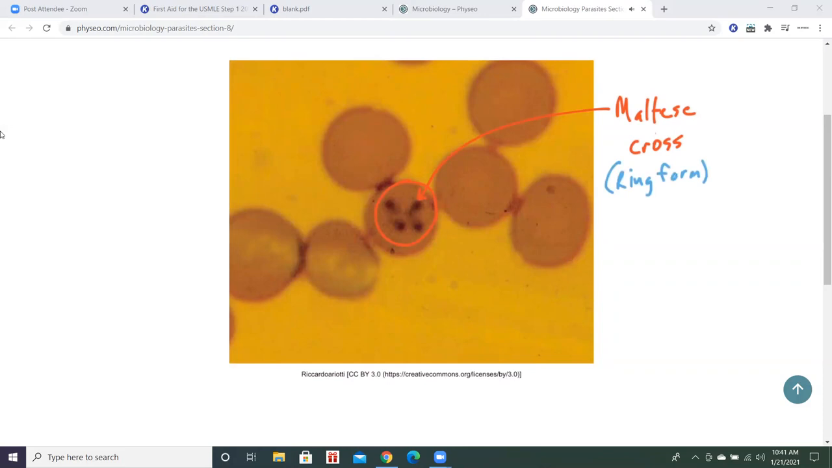To help me remember that this can be called a ring form, I like to think of four skydivers falling through the sky and holding each other's hands. And you may have seen that in videos. And that way, they kind of form a ring. So we have one skydiver, another one, another one, and another one. And all four of them are holding hands and kind of form that ring.